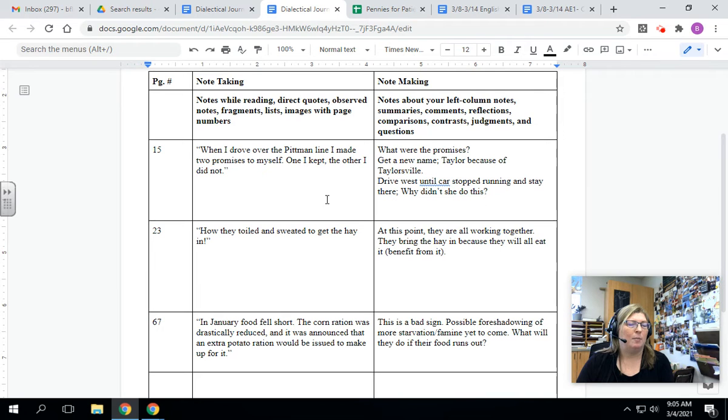So this is an example of a book called The Bean Trees. It's a great book set in Arizona in around the 1980s. And so here's a quote: "When I drove over the Pittman line, I made 2 promises to myself. One I kept, the other I did not." This was on page 15.